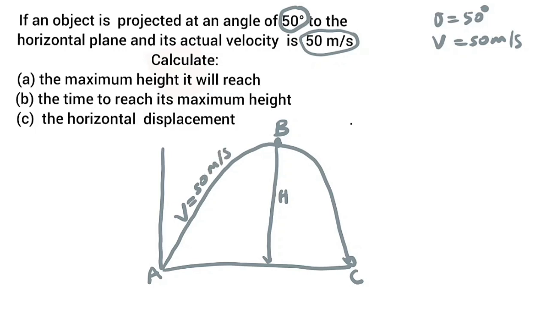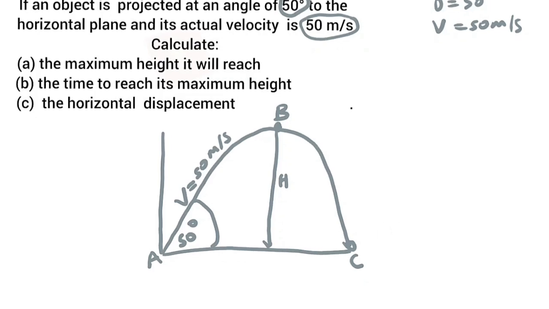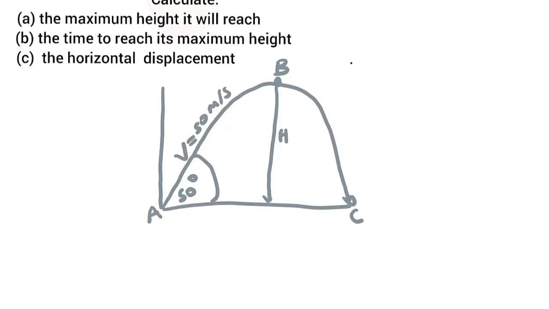It goes up. Then here it is 50 degrees. It is like this. Then here we will have the vertical component on this side, and here we will have the horizontal component on this side. We're looking for this height from A to B. Let's say maybe here the point is D. We're looking for this height from D to B.